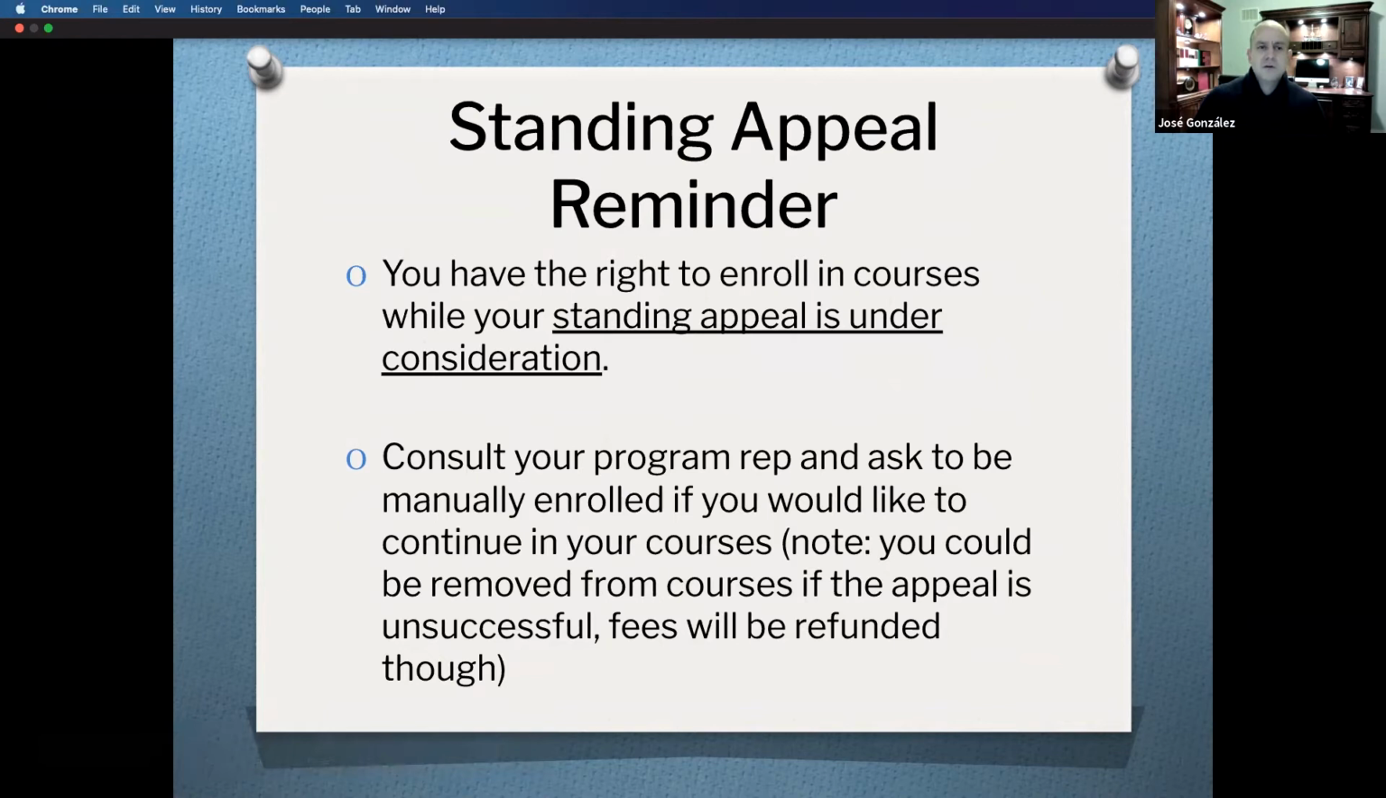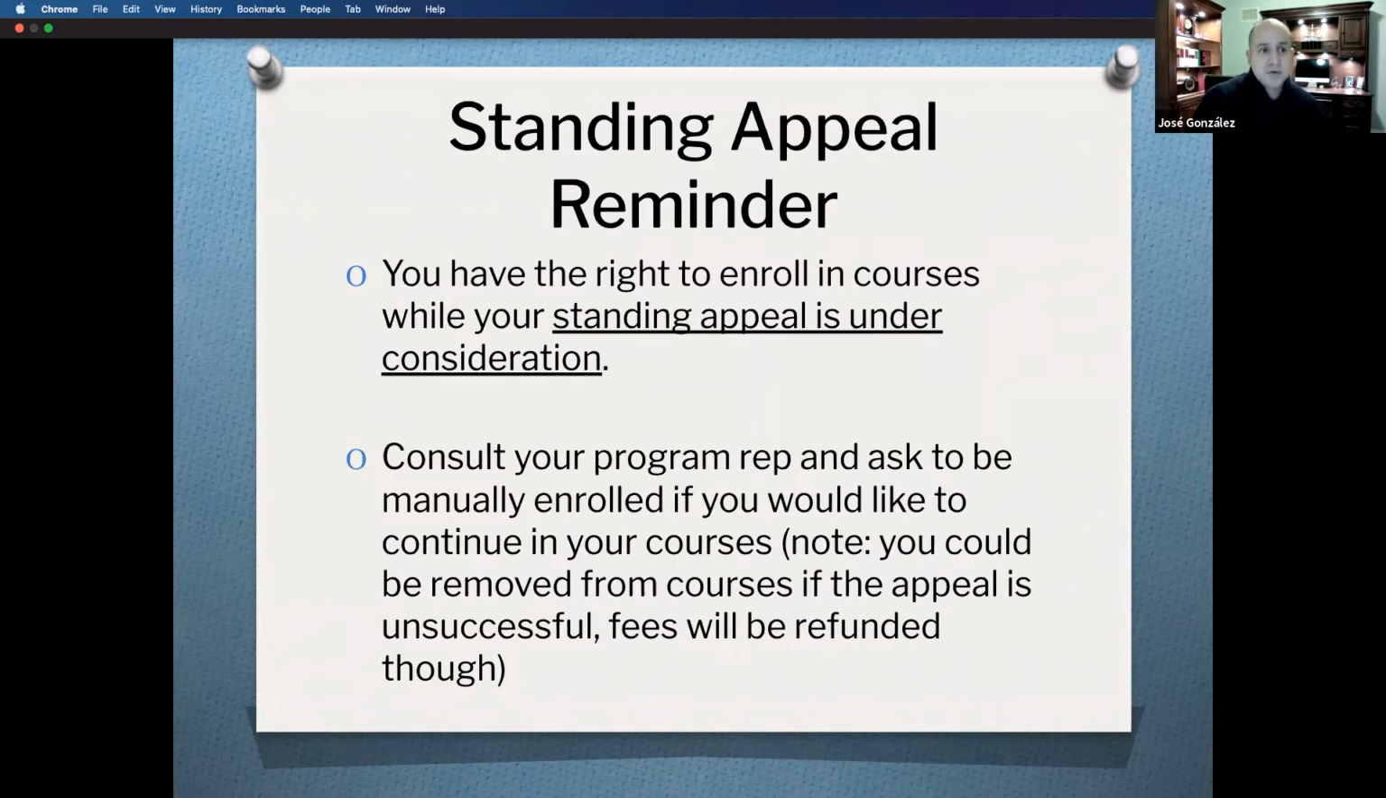If you are filing a standing appeal, and let's say you are PPW, RTW, or have any issue with your academic standing, and you want to take some courses, you won't be able to register. So what you need to do is contact your home department and ask them to help you register manually. You need to explain that you will file your appeal.